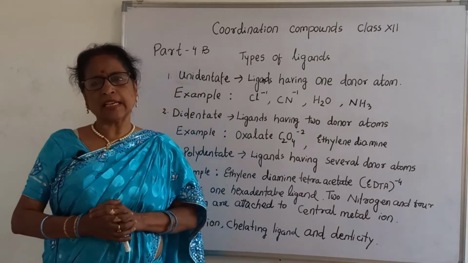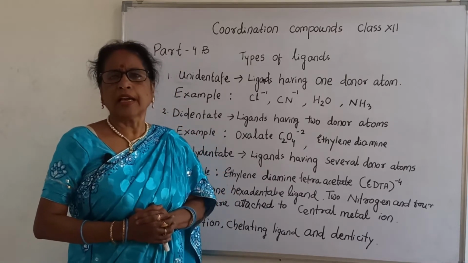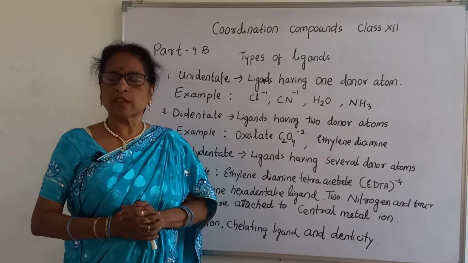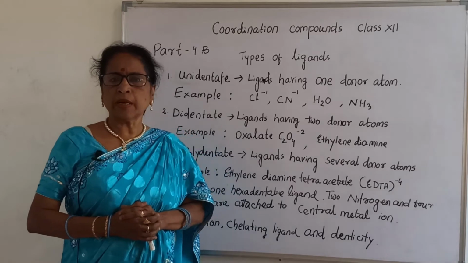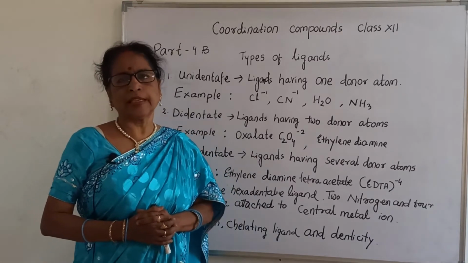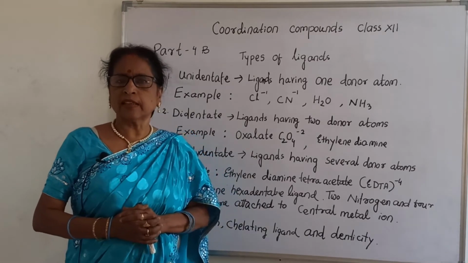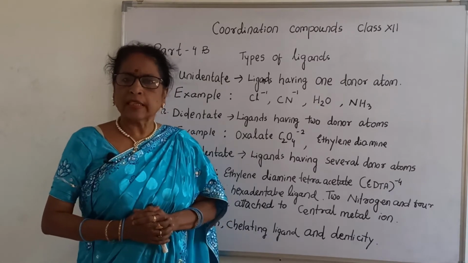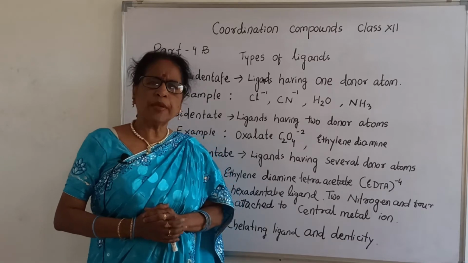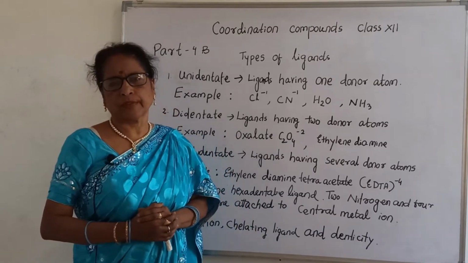For each and every metal, the number of ligands is fixed, and that is called the coordination number. For example, for cobalt it is 6. That means 6 ligands should be attached. This is called ligand. There are so many types of ligands.